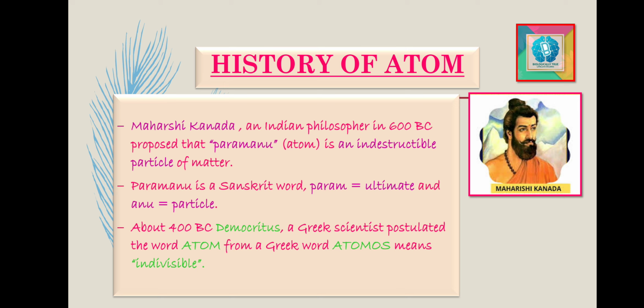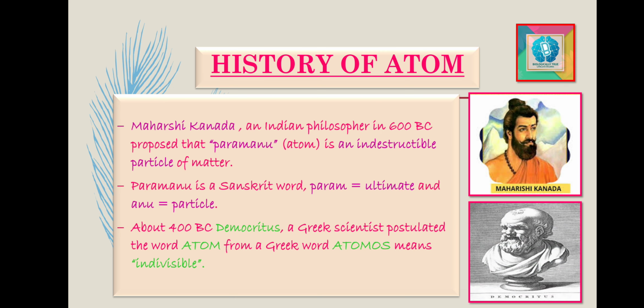After the studies of Maharshi Kanada, one more philosopher came. The person was the Greek philosopher Democritus, around 460 BC to 370 BC, and he called the word Paramanu as atom, which comes from the Greek word atomos, which means indivisible.